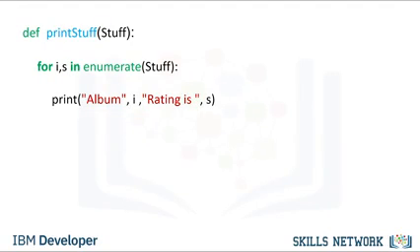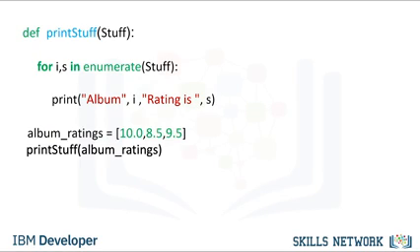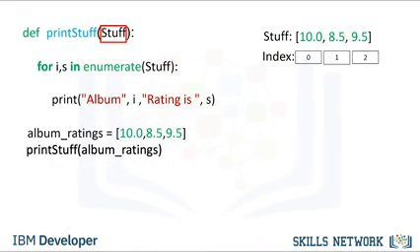We can use loops in functions. This function prints out the values and indexes of a list or tuple. We call the function with the list album_ratings as an input. Let's display the list on the right with its corresponding index. stuff is used as an input to the function enumerate.